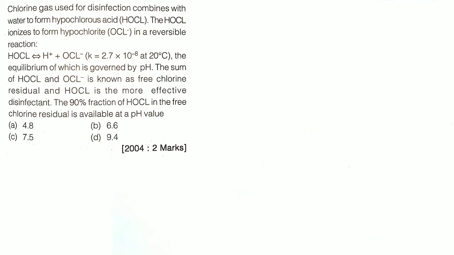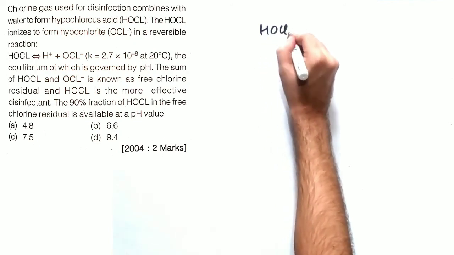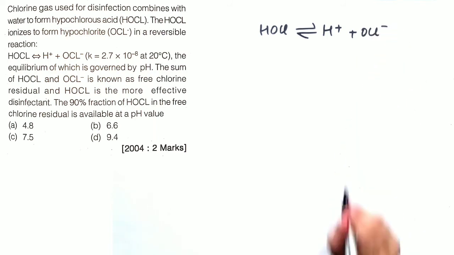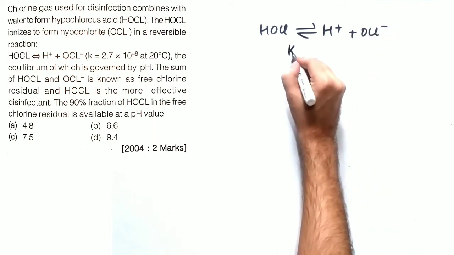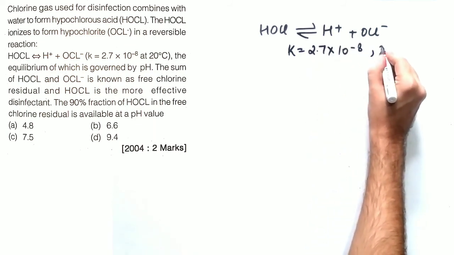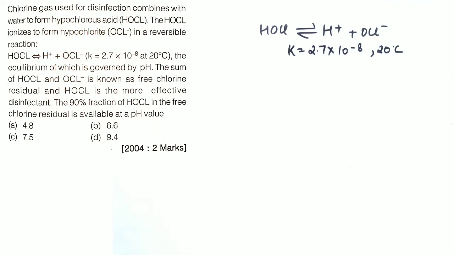So the question says that chlorine gas is used for disinfection, there is a theory written and the equation is written as HOCl, which gets dissociated into H positive and OCl negative. The reaction constant K is given as 2.7 into 10 to the power minus 8, and this is at 20 degrees Celsius. Now what is given in the question is that 90% fraction of the HOCl in the free chlorine residual is available at the pH value. You have to calculate the value of pH.